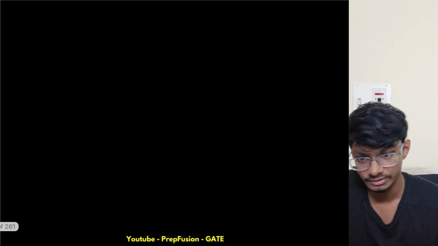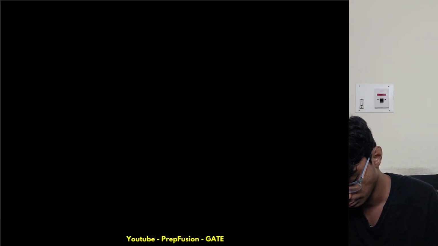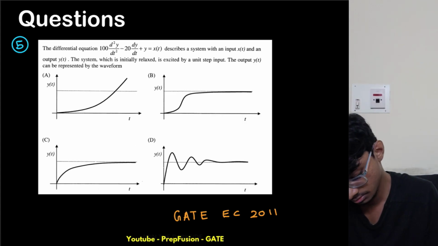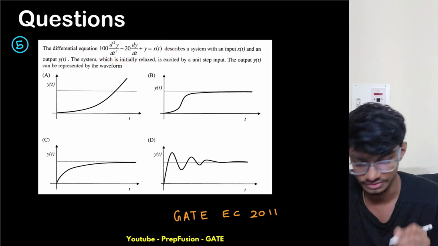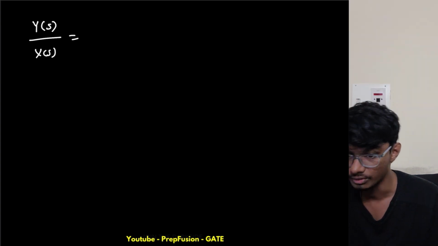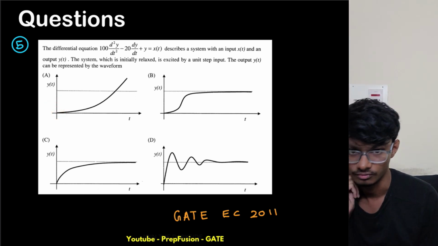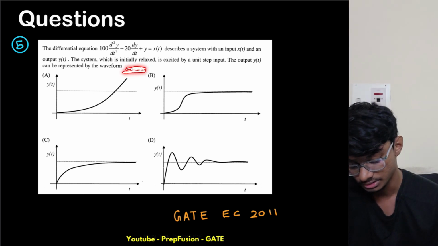So what is my transfer function given? My transfer function is Y(s) upon R(s), where X is the input. So I can take the Laplace transform of this differential equation. I will do this in short. I will ignore the initial conditions, as the initial output is 0, so I will ignore the initial condition, since the system is initially relaxed.